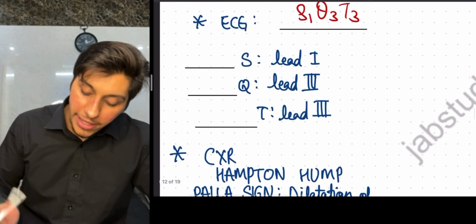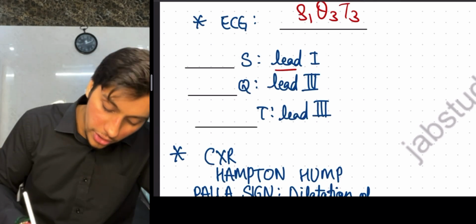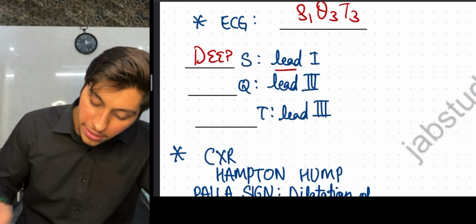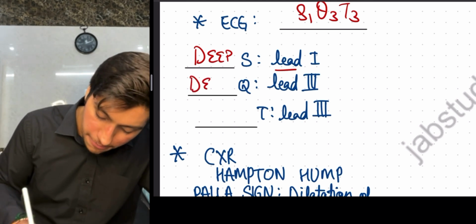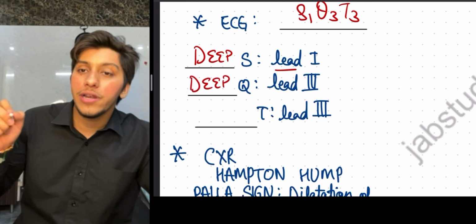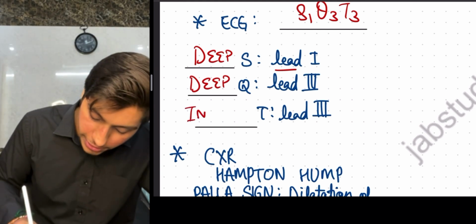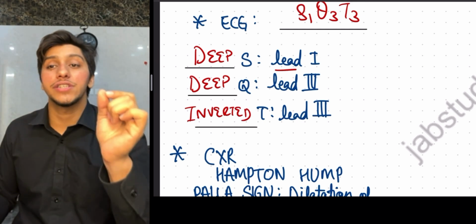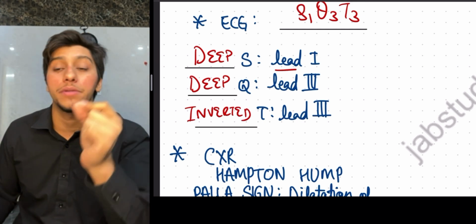So what do you see in lead 1? In the S wave, you are going to see a deep S wave. In lead 3, the Q wave is also going to be deep, and on lead 3 you will see an inverted T wave. This is a condition which is seen in massive pulmonary embolism.